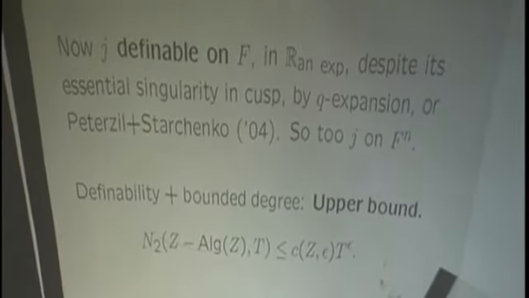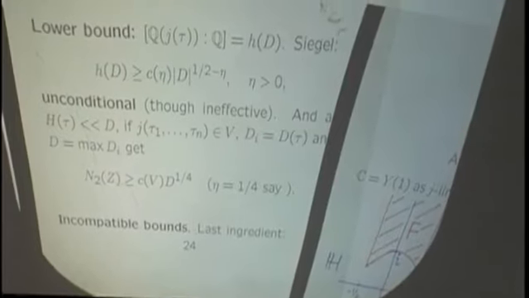So that's the fundamental domain there. Standard fundamental domain. The J function is definable there, even though it has an essential singularity in the cusp. So it's not definable in Rn, but it actually looks like the exponential function as you go up into the cusp. And it is definable in Rn exp.